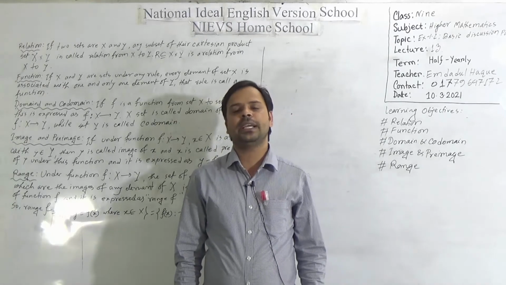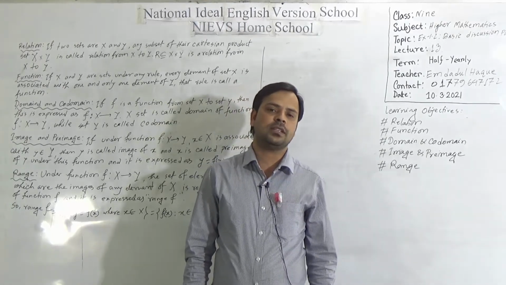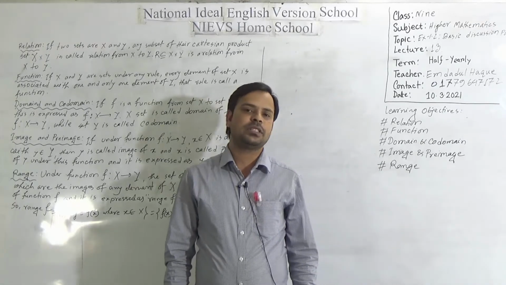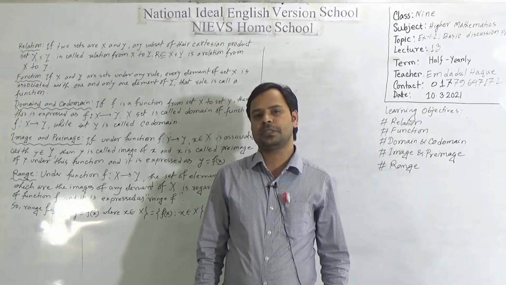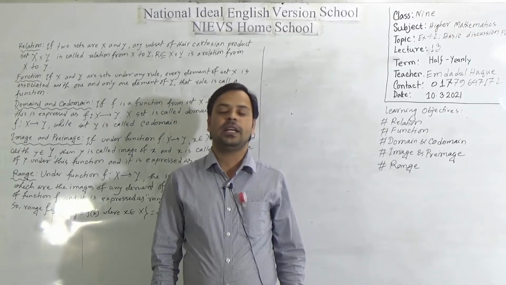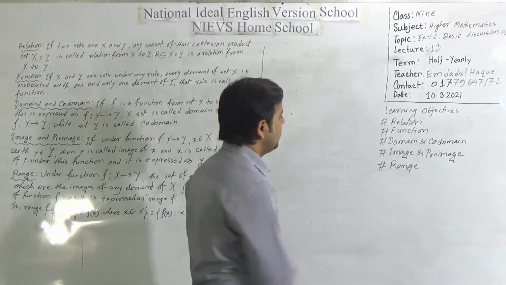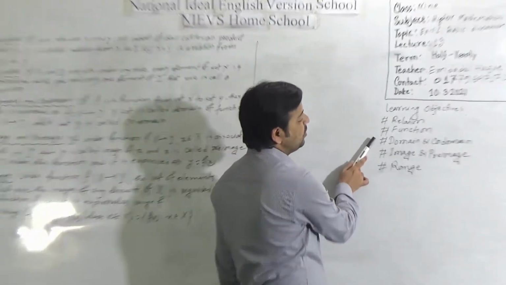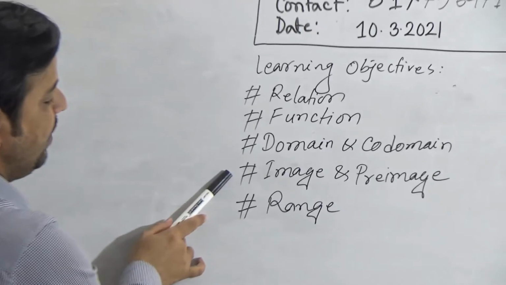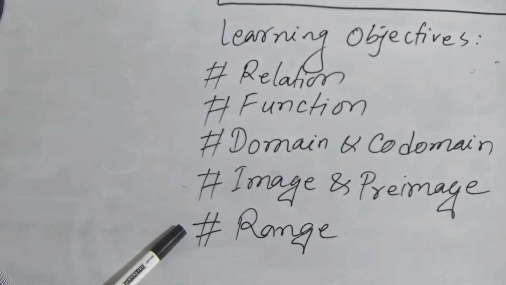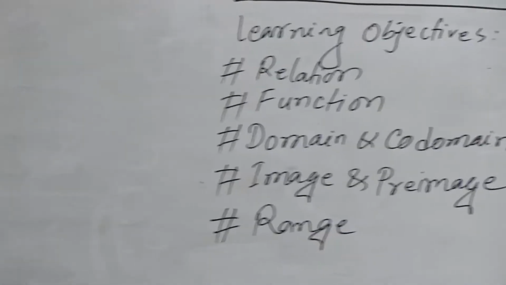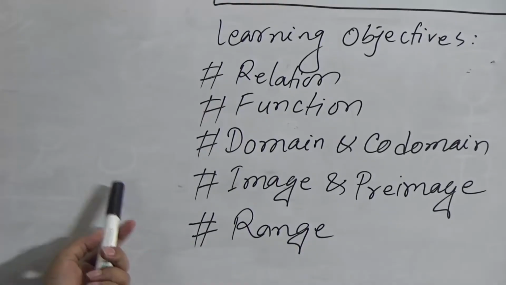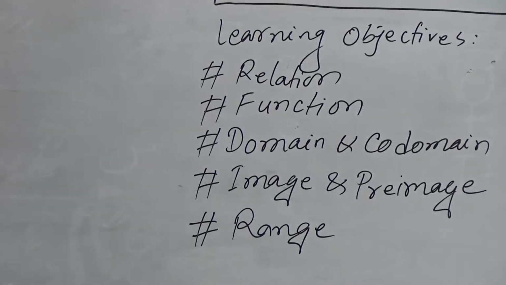Dear students, today I am going to conduct a higher math class of class 9. Our topic today is exercise 1.2, basic discussion part 1. In this part we will learn relation, function, domain and codomain, image and pre-image, and range. When I complete today's class, we will be able to learn these topics, and these are our learning objectives of today's class.